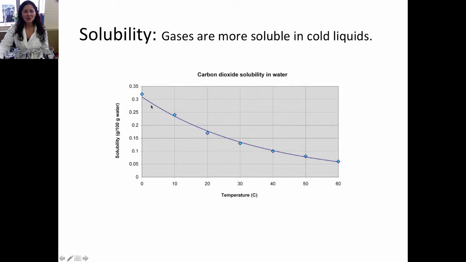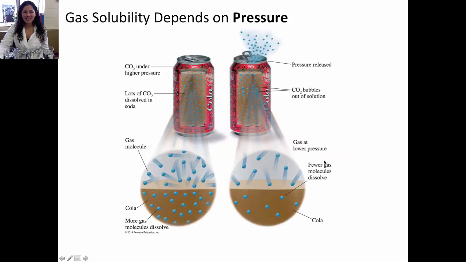Notice that the solubility actually decreases as the solution heats up. Think about a cold soda versus a hot soda and see if this makes sense to you. Gas solubility also depends on pressure, and this is what that psst sound is every time you open a soda. It's the pressure coming out of the can.